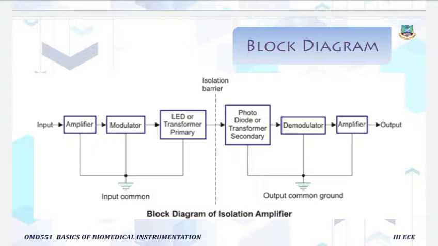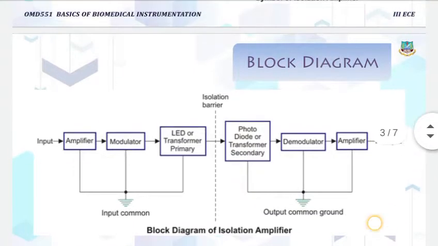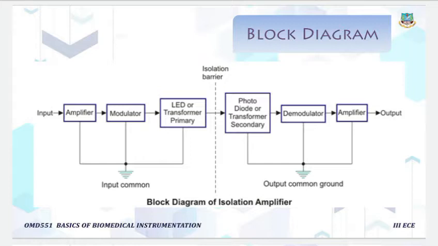Then again it passes to the demodulator, and then to the amplifier, and we are getting the output. This is the isolation circuit. Okay, so what is the isolation?